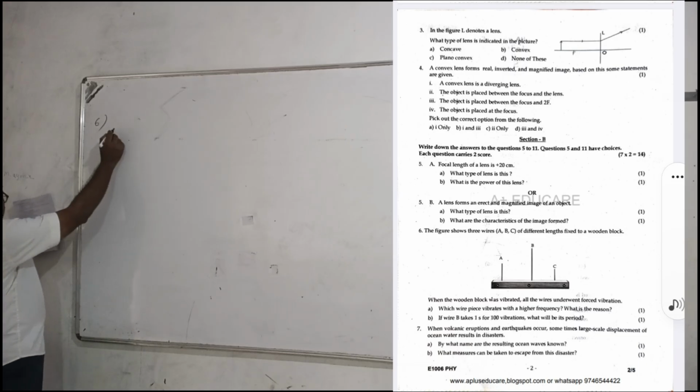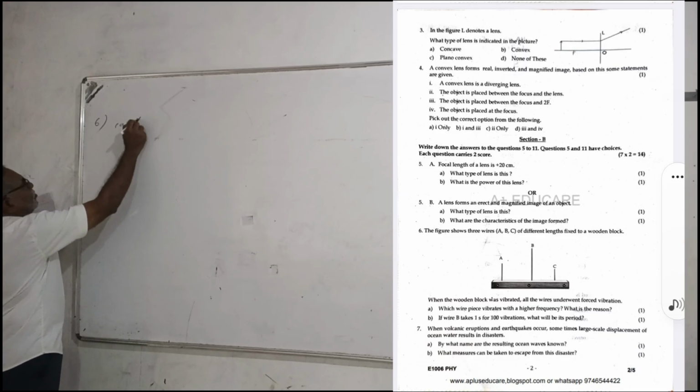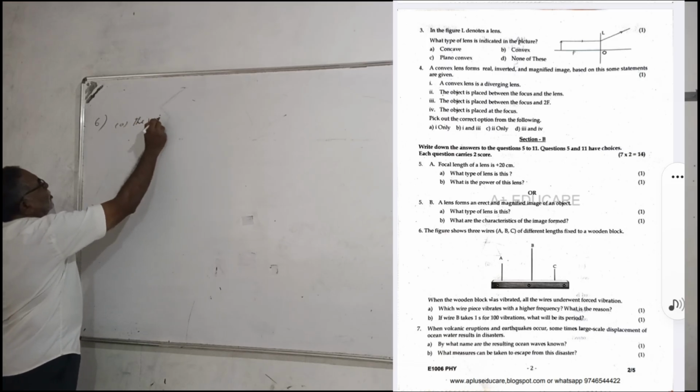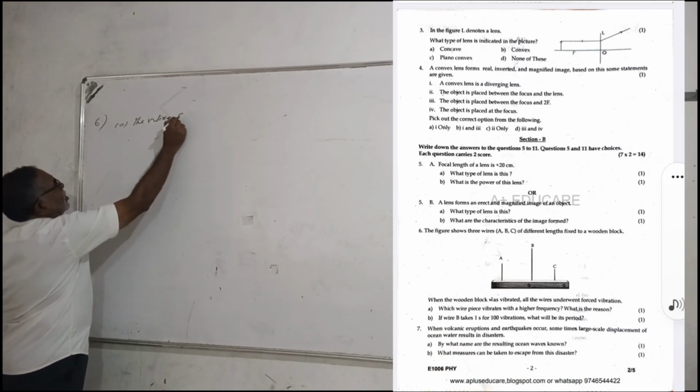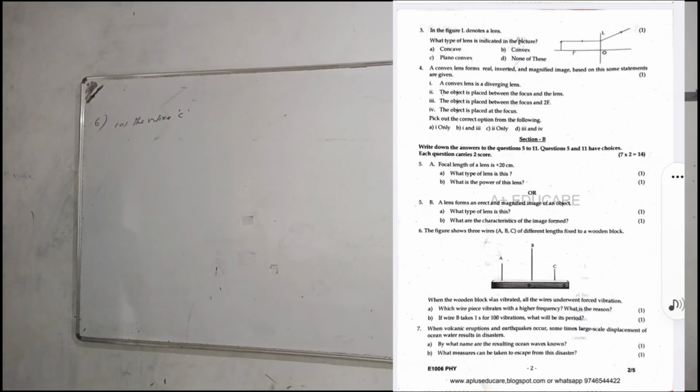For question A, the wire C, because the frequency or vibration depends upon the length of the wire. The length of the wire is less, vibration is more, frequency is also more. Question B: if it takes 1 second for 100 vibrations, what will be its period?